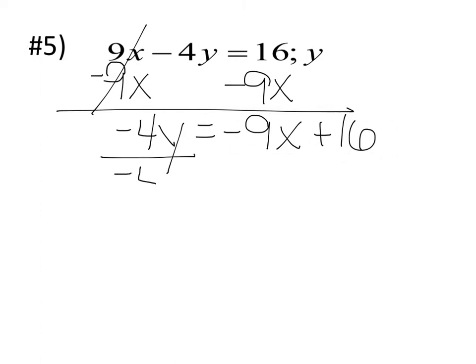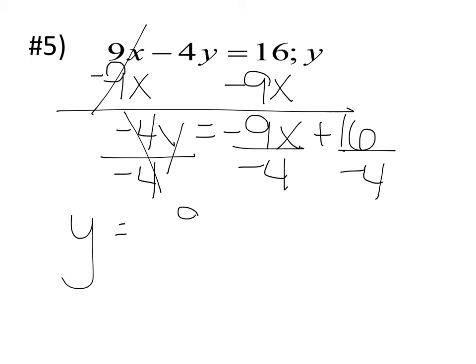And then you need to divide everything by negative 4. These cancel, leaving you y equals negative 9 over negative 4, which is positive 9 over 4 x. And it ends up being minus 4 because a positive divided by a negative is a negative.